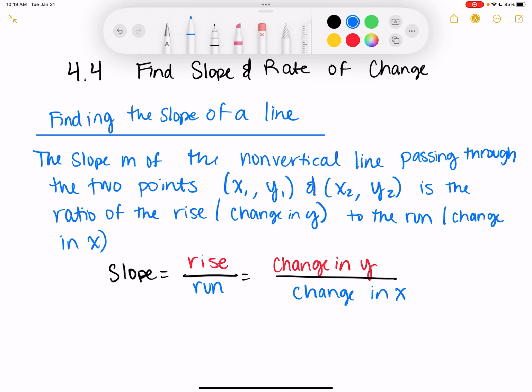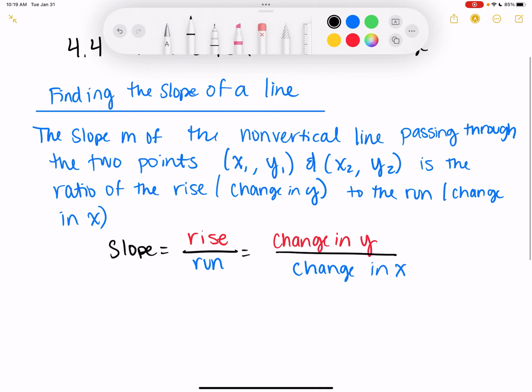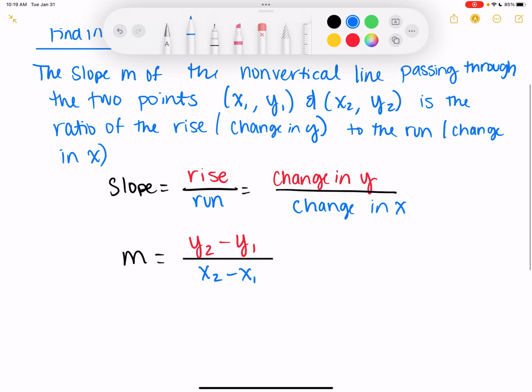So then mathematically, when we actually write it, this is how we do it. M is equal to, so M represents slope, y2 minus y1 divided by x2 minus x1. And so this is the formula that we'll be using given these 2 points. This is what we'll use to actually find slope.